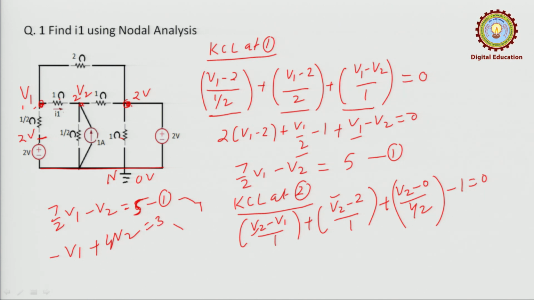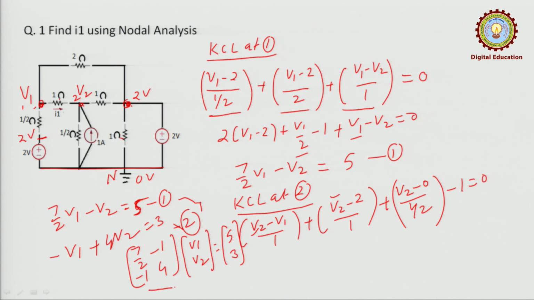So, this is the KCL equation at node 2. Then you can form the matrix. So, what will be the matrix equation? [7/2, -1; -1, 4] times [V1; V2] equal to [5; 3], and after getting this, V1 will be del 1 upon del, V2 is del 2 upon del. So, this is how you can find out V1 and V2 by using nodal analysis.